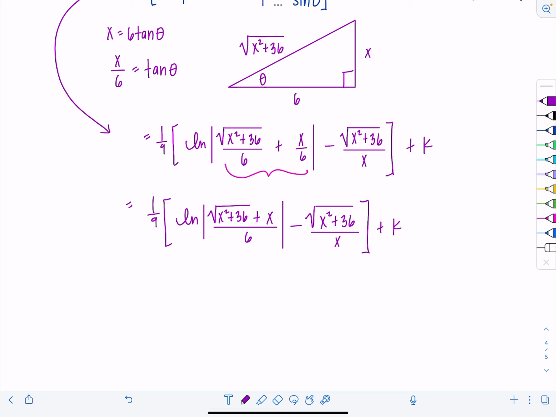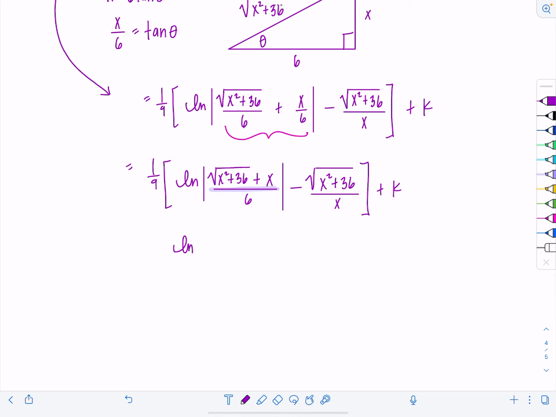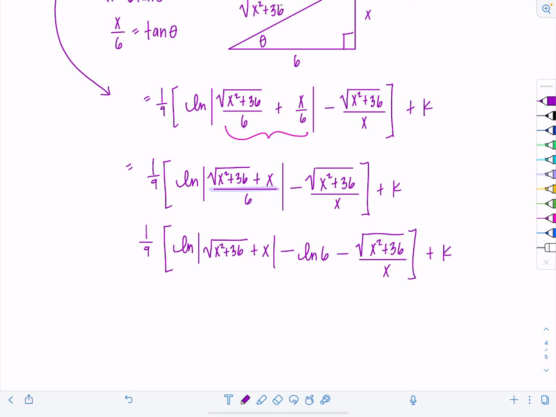And oftentimes you'll see the following property of logarithms used to further simplify. So remember, if you have natural log of a divided by b, you can rewrite it as ln of a, the numerator, so rad x squared plus 36 plus x, minus ln of b, the denominator, which is 6. And then I still have 1/9 in the front, minus rad x squared plus 36 over x plus k.